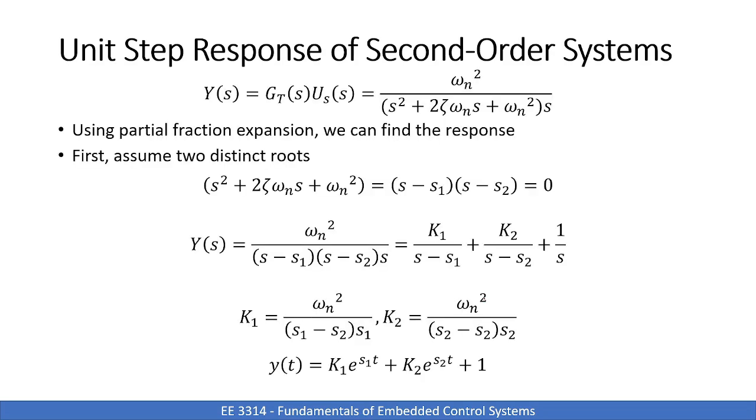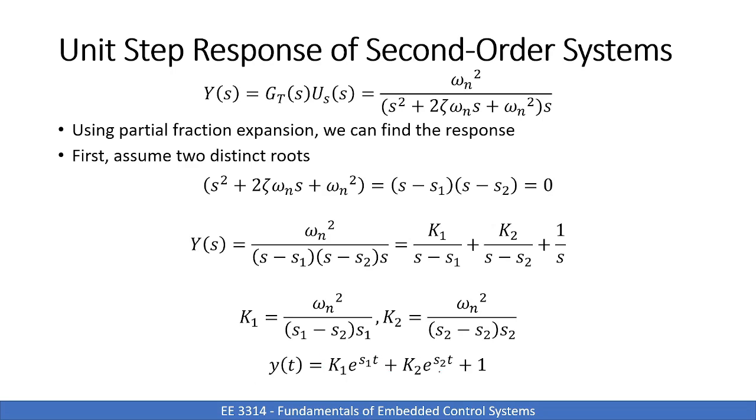Okay, so we need to think about what the roots look like. Obviously, we're going to have a little bit different solutions. So first, assume two distinct roots. So we factor this out. Let's assume we have two roots, S1 and S2. We can do the partial fraction expansion, and we can find that for these two distinct roots, K1 and K2 are given by these values here, and we have this type of time domain response, right?